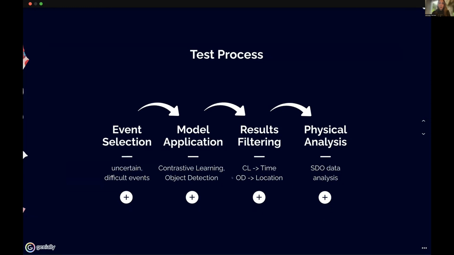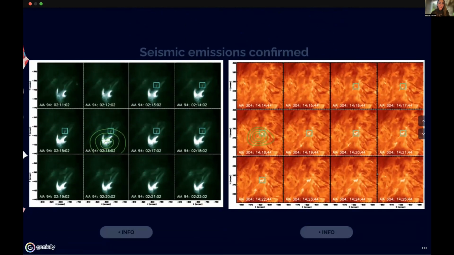And for the OD, we only considered the results that presented the Sunquake signature in the same spot for at least 6 frames, because otherwise there would be a lot of clutter with Sunquakes that would last for 2 or 3 frames, which is invalid. And lastly, we performed the physical analysis using SDO data. I will show you in the next slide.